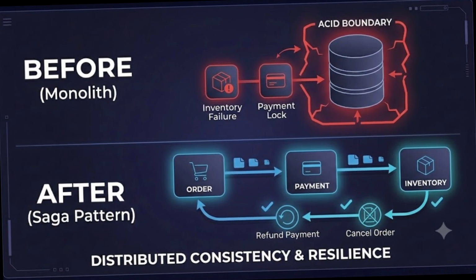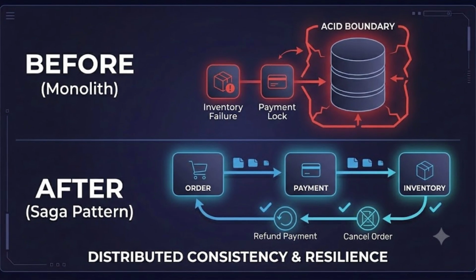Let's summarize. The Saga Pattern solves the challenge of maintaining business consistency across multiple microservices. Instead of relying on one large database transaction, architects divide the process into local transactions and use compensating actions when something goes wrong. This makes modern distributed systems more scalable and resilient.